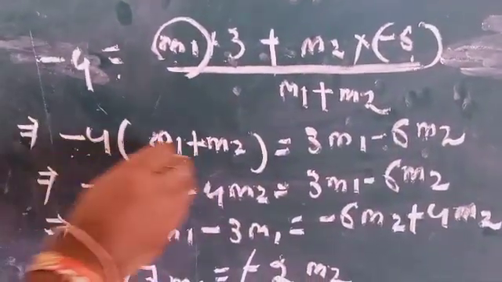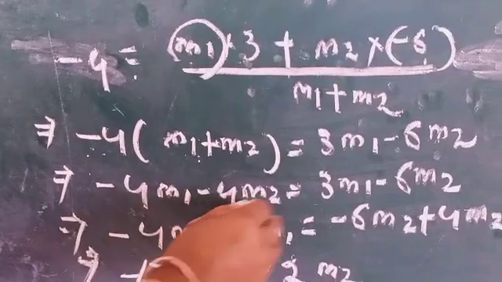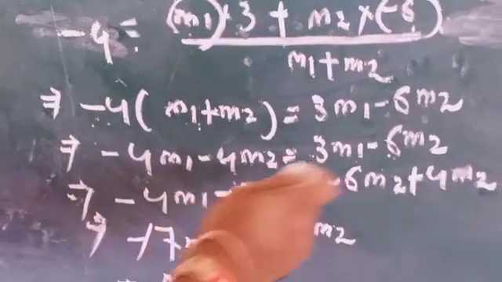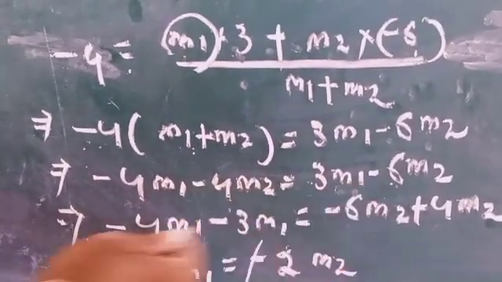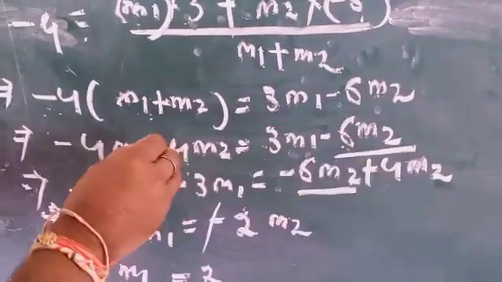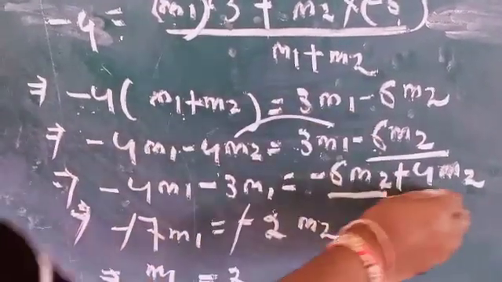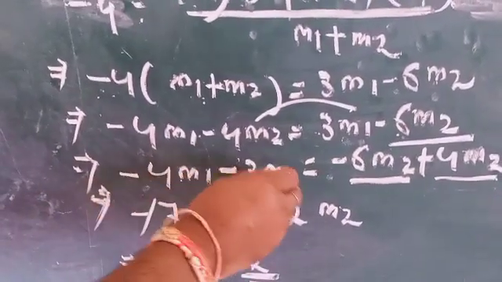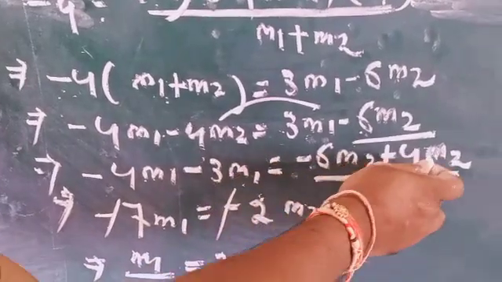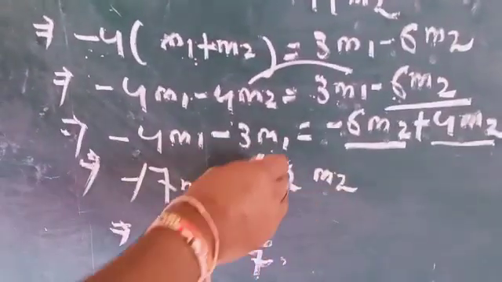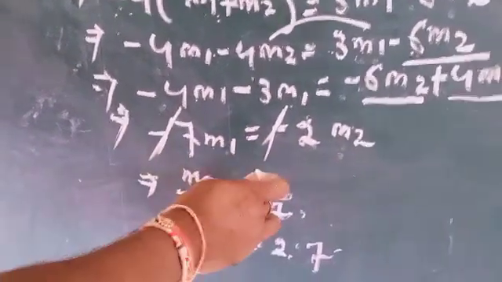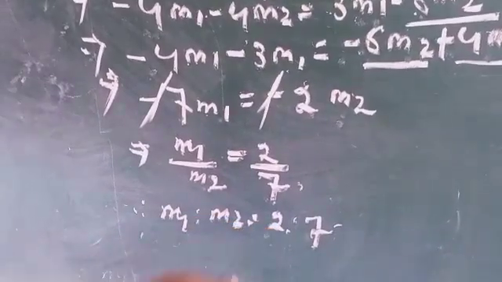Now multiply: -4m1 minus 4m2 is equal to 3m1 minus 6m2. Now -4m1 minus 3m1 is -7m1, and -6m2 plus 4m2 is -2m2. So minus 1 cancels, and 7m1 is equal to 2m2. So m1 is to m2 is equal to 2 by 7, or 2 is to 7.